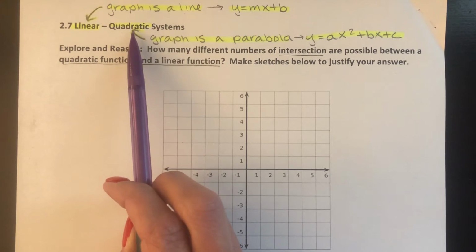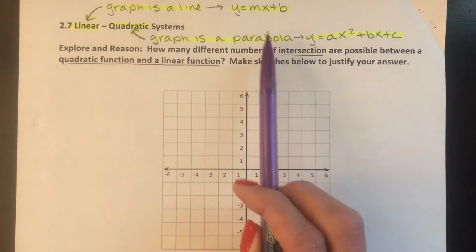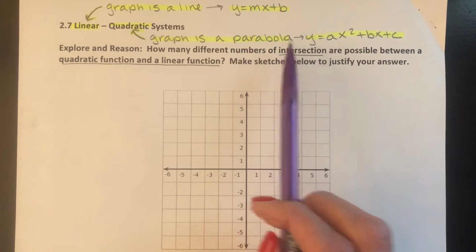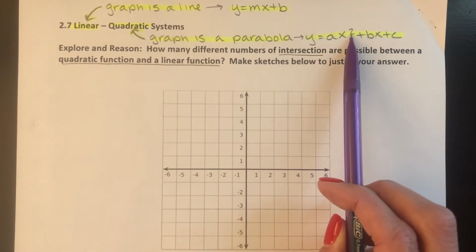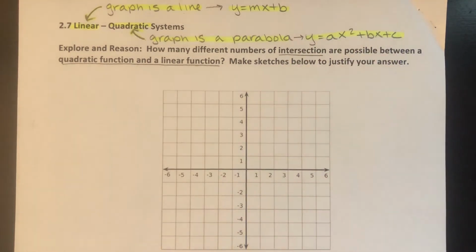Remember, the graph of a quadratic is a parabola, which makes that U shape, and it's in the form y equals ax squared plus bx plus c. The x squared makes it quadratic. The first thing we're going to explore is how many different numbers of intersections are possible. What are all the possibilities for the way that a line and a parabola can intersect each other?